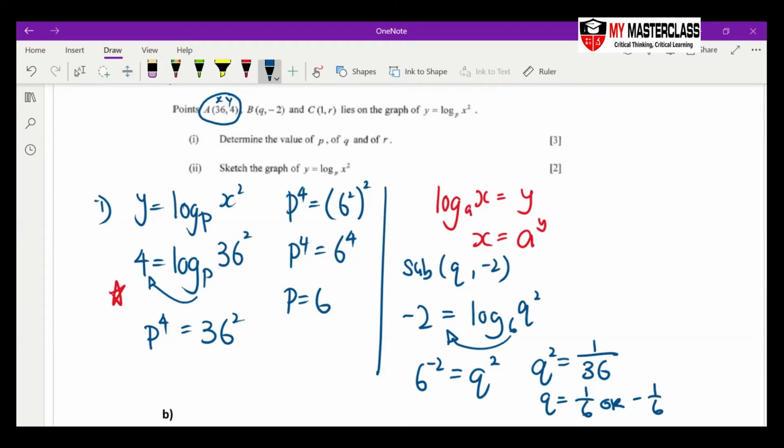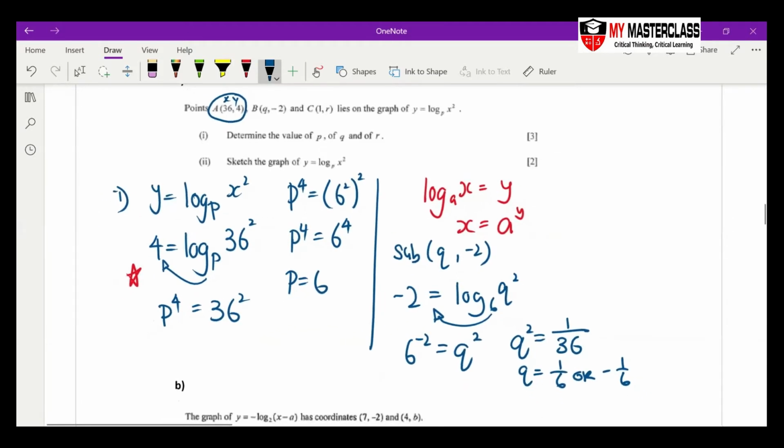All right, is there any restriction on q? There's no restriction, so q can be either positive or negative. Because over here, your q is squared, even if it's negative 1 over 6, when you square it, it becomes positive already. Then the third one, same thing, you just put this inside. When you get log 1 equals 0, this is just self-explanatory.